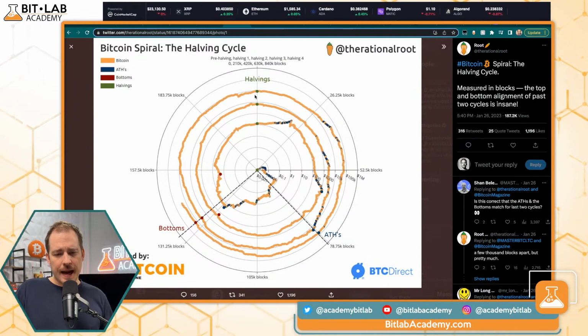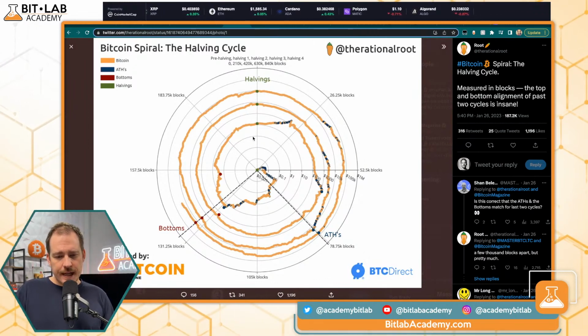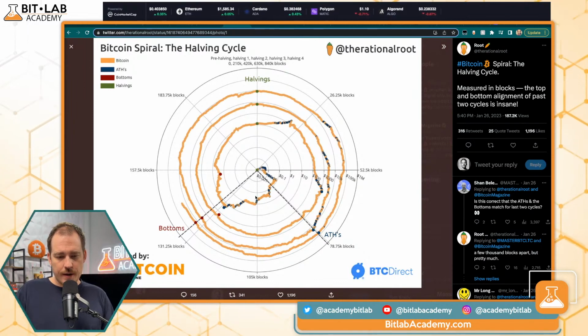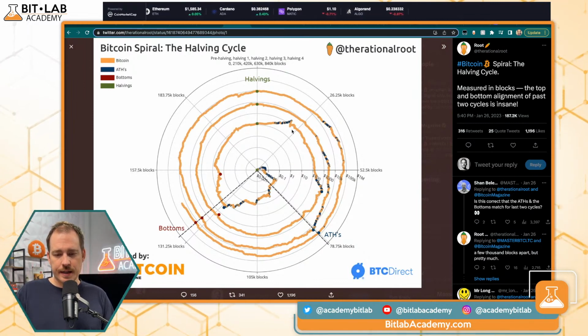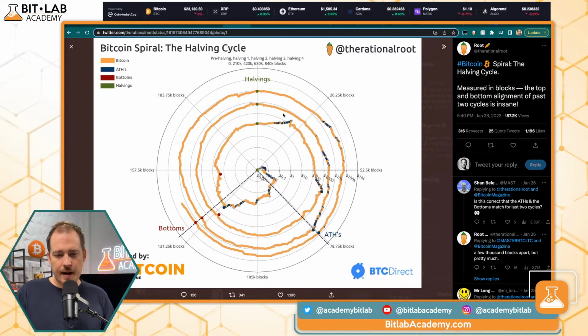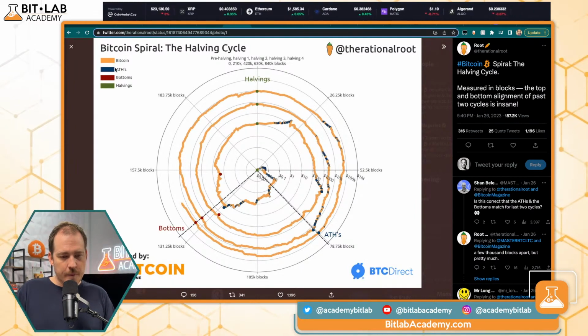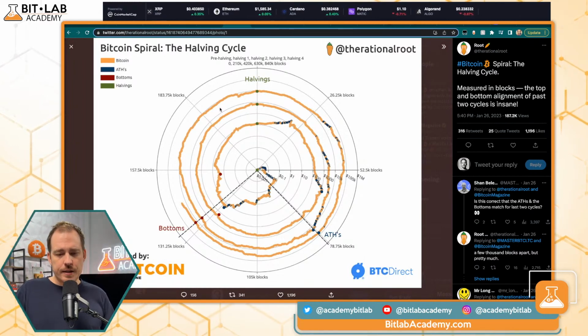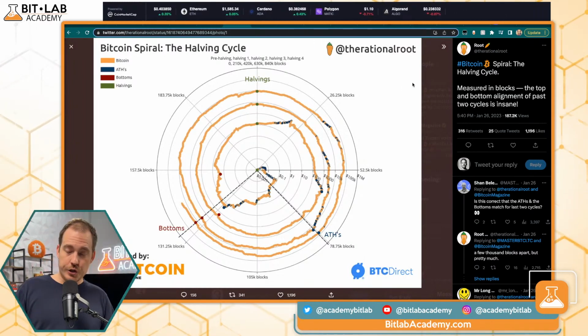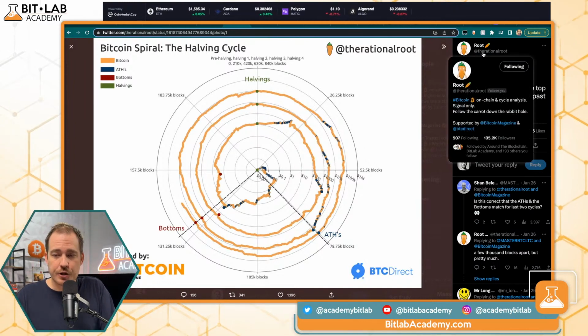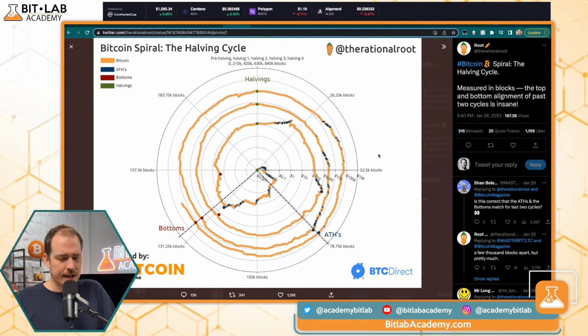And then from that halving forward, and this is where Bitcoin started, we can also see the price action getting higher and higher, which is why it's moving out of the spiral. We can see all this information we have on the left. But my main point here is that you can go through all this on your own, and you should definitely follow this guy here at The Rational Root. Excellent chartist, excellent analyst in the market.